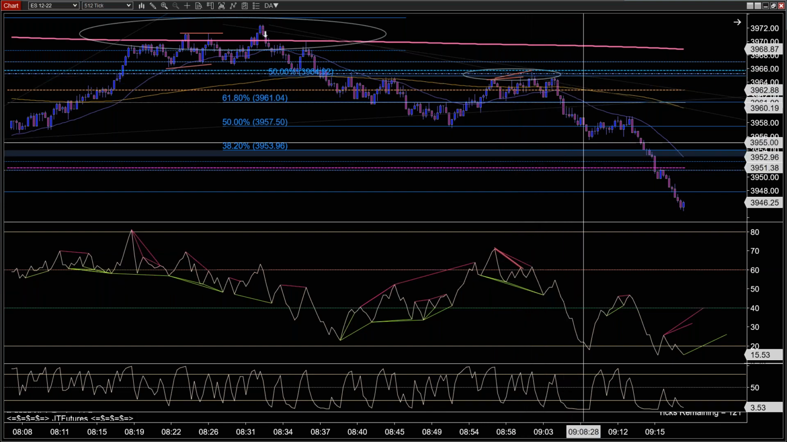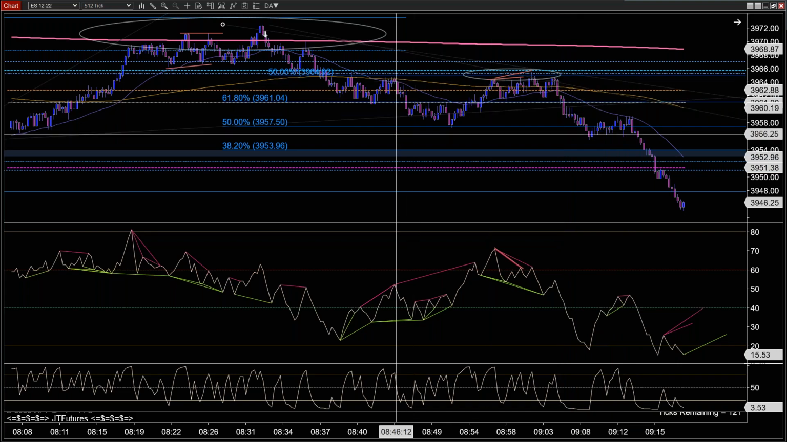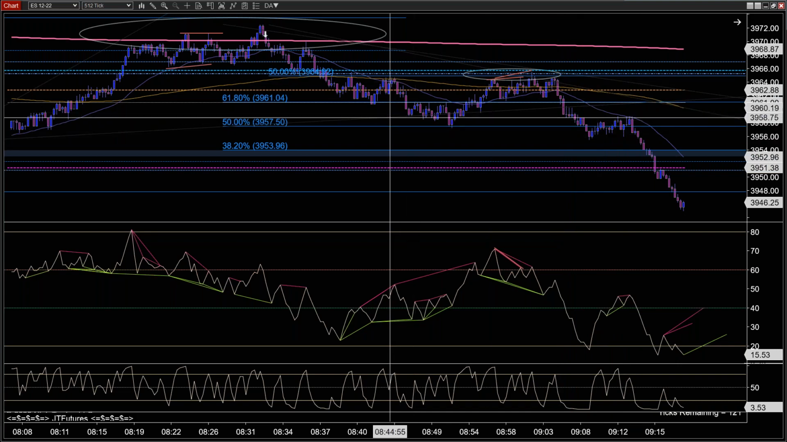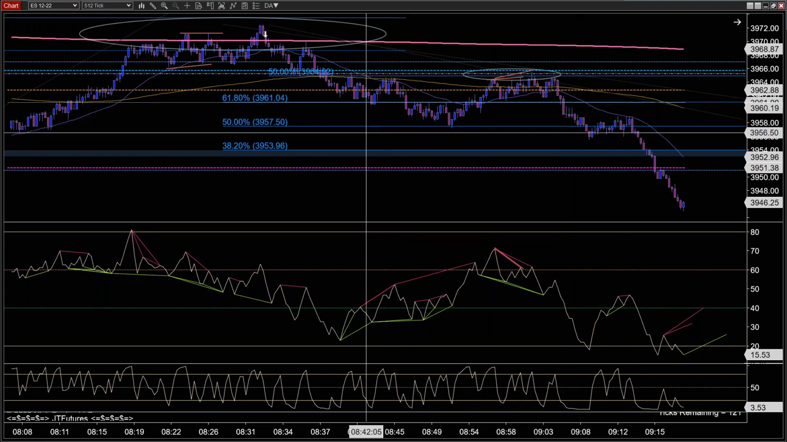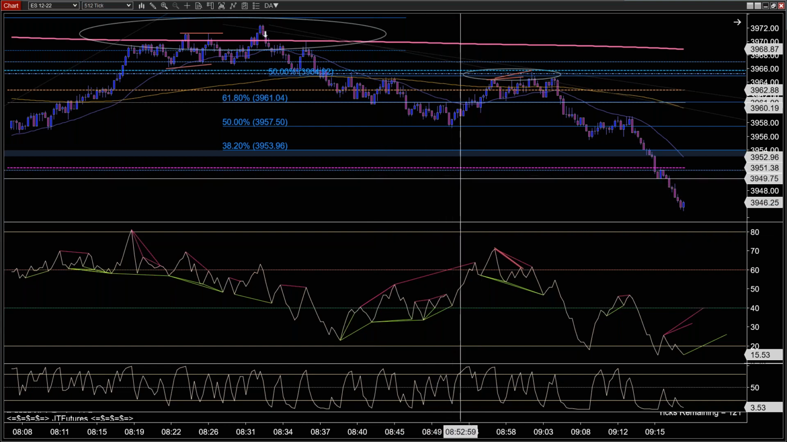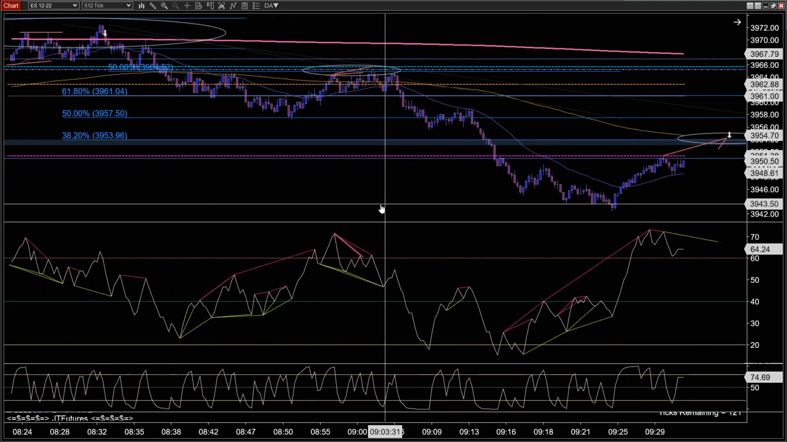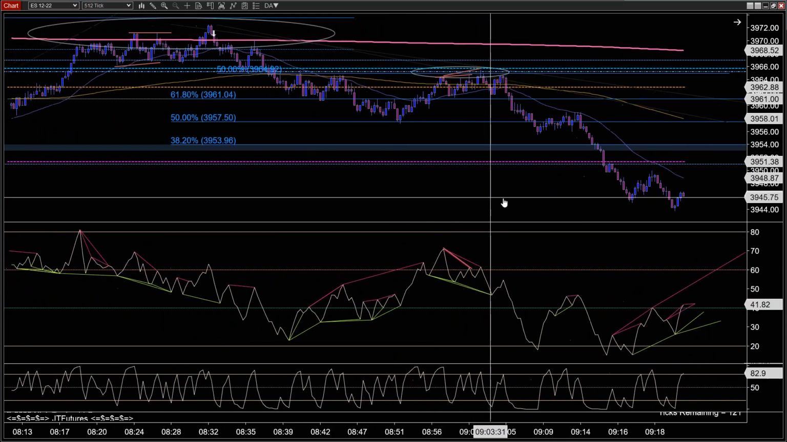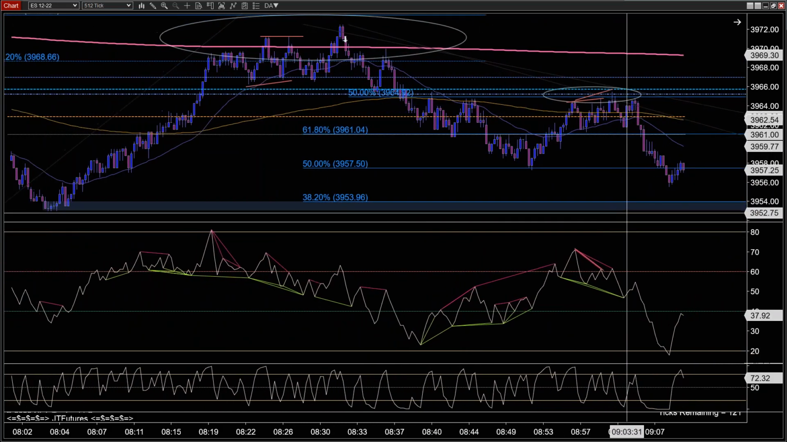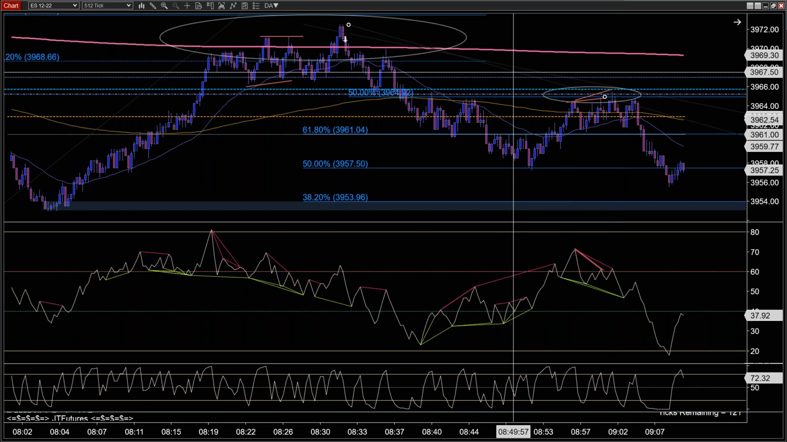We've got a very glaring divergence off those highs as we test into the 50% retrace. And then if I could clean this up, let's see if I can get rid of some of these lines. Maybe I'll get rid of that. And bear with me here. I don't think I'm going to be able to, is that it?